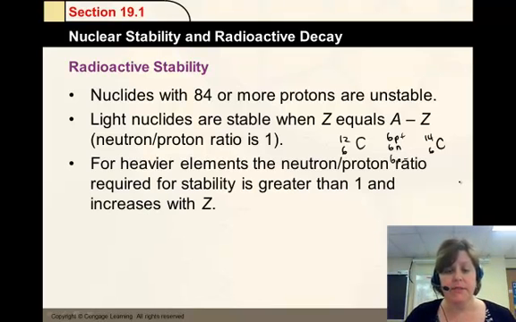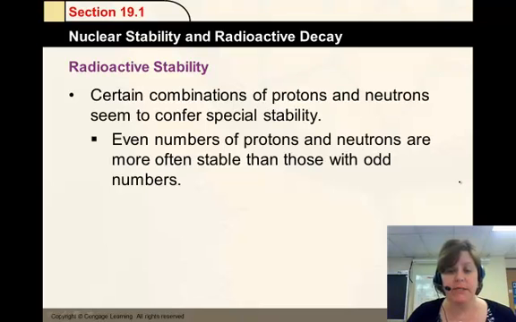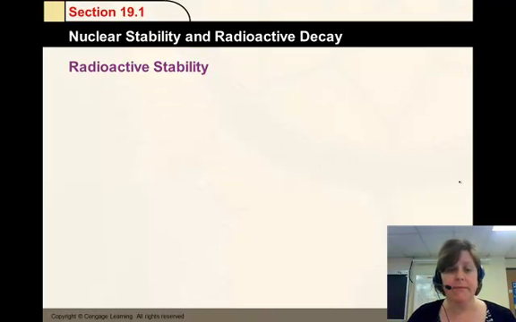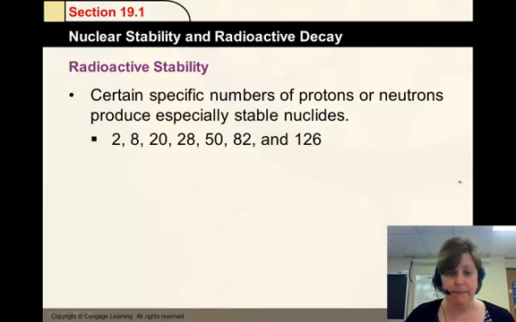For heavier elements, the neutron-proton ratio required for stability is greater than 1 and increases with Z. Certain combinations of protons and neutrons seem to confer special stability. Even numbers of protons and neutrons are more stable than those with odd numbers. So that's why carbon 12 is more stable. Certain specific numbers of protons or neutrons produce especially stable nuclides. That means the numbers in the nucleus, like 2, 8, 20, 28, 50, 82, and 126.